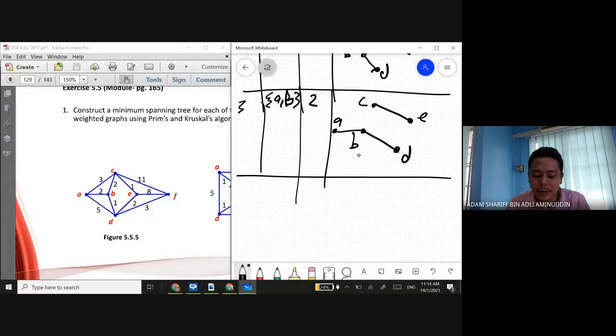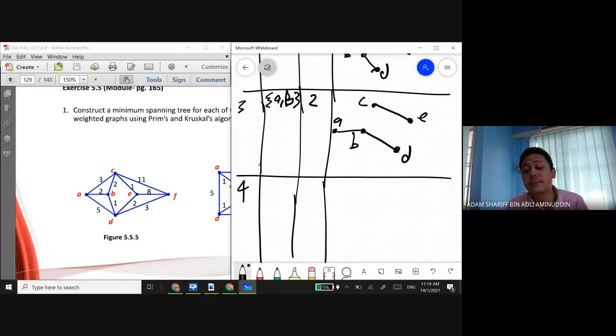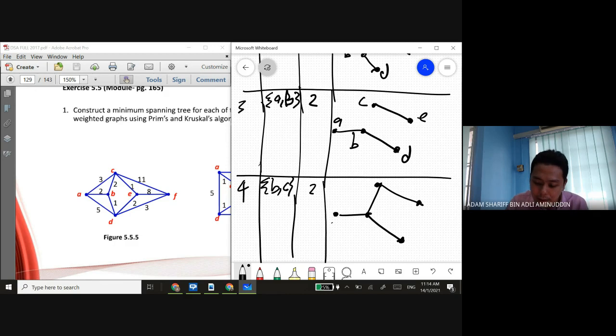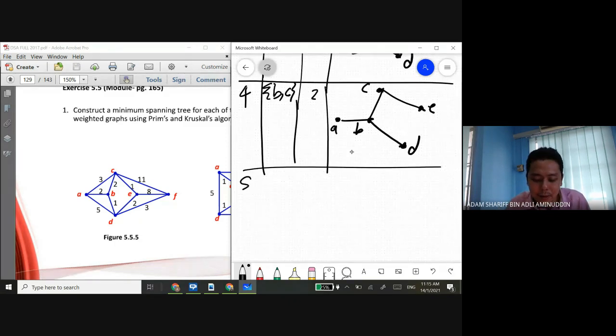Okay, we proceed with the next iteration. The next smallest one will be either CB or ED. Either CB or ED with a weight of 2, you can choose either one as well. Tak ada masalah. Konsep dia ialah kita pilih setiap kali yang paling kecil. Tapi kali ni saya pilih apa? BC ya. So saya sambungkan BC, as long it does not create a circuit. And the last one, you are left.